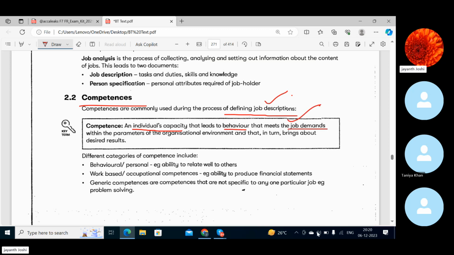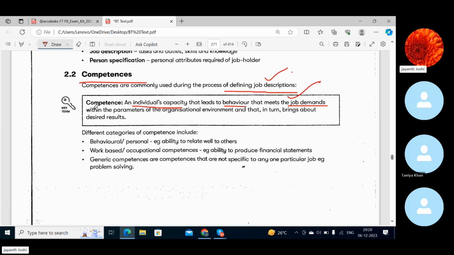That means you can fulfill the demands of my job, then you are competent to do that within the parameters of the organizational environment, and that in turn brings about desired results. If I am hiring someone for a job, I want that individual to achieve the objective I have for him. If he has those capabilities and is meeting those parameters, then definitely I can get the desired results.